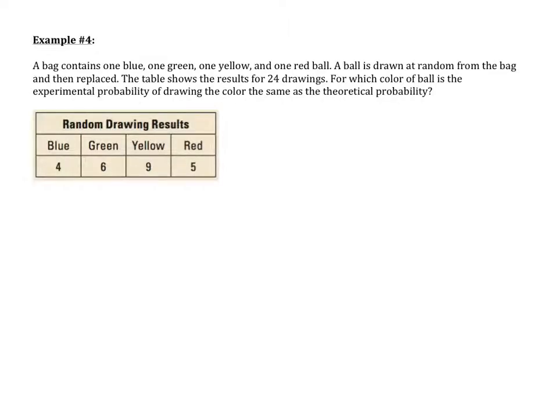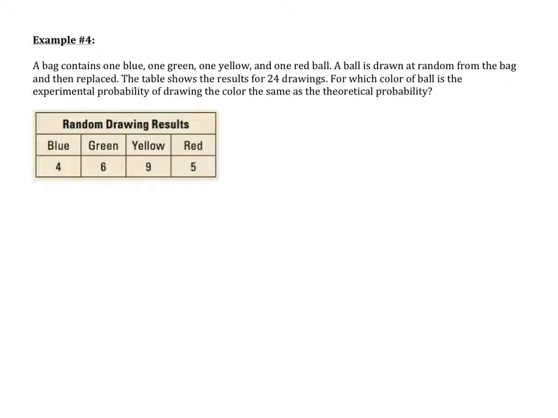So let's look at example number 4. It says a bag contains 1 blue, 1 green, 1 yellow, and 1 red ball. A ball is drawn at random from the bag and then replaced. The table shows the results for 24 drawings. For which color of ball is the experimental probability of drawing the color the same as the theoretical probability?